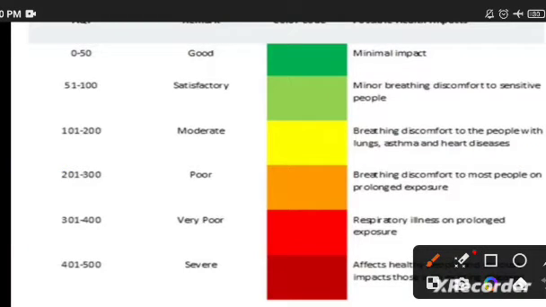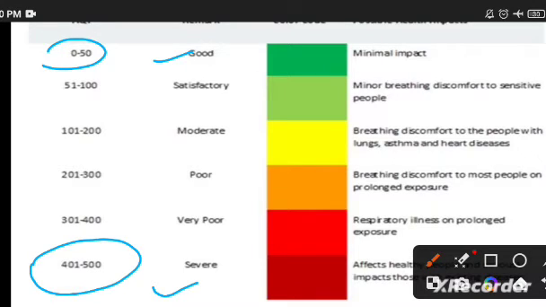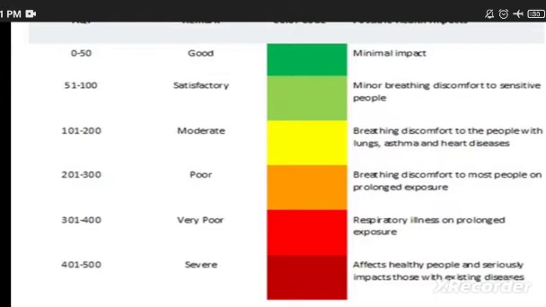In the air quality index, the descriptive term ranges from good to severe, and here the air quality index value of 50 indicates good condition, whereas 400 to 500 indicates severe condition.